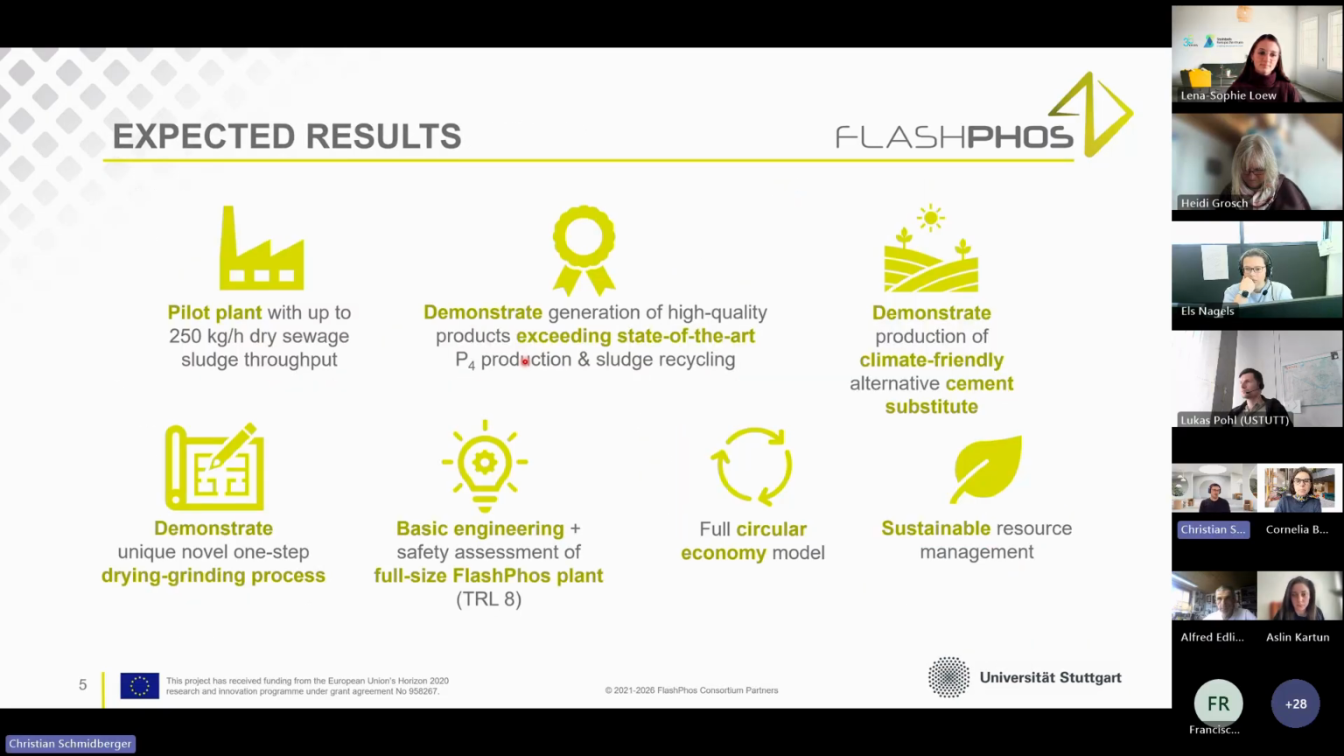So what are the expected results from FlashPhos? We are setting up, and 2 parts of the 3 process steps were already operated with a total feed of 250 kilograms of sewage sludge throughput. We want to design or make a basic engineering of an industrial plant, including a safety assessment, and to provide a solution for sustainable resource management in a full circular economy model.